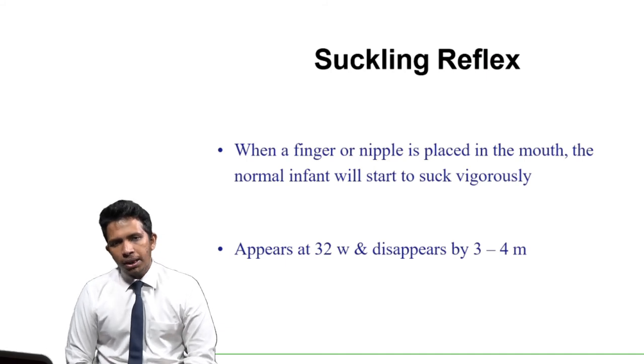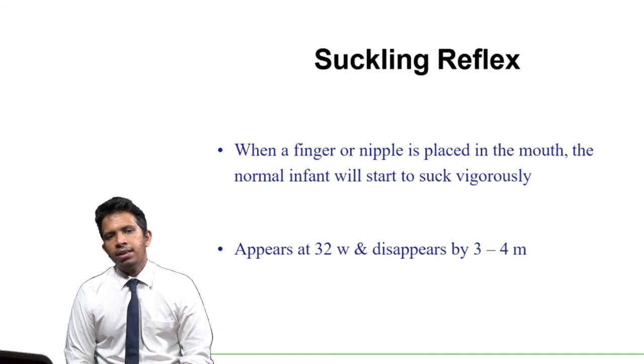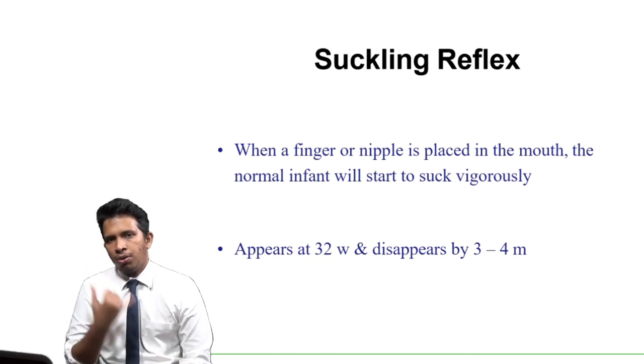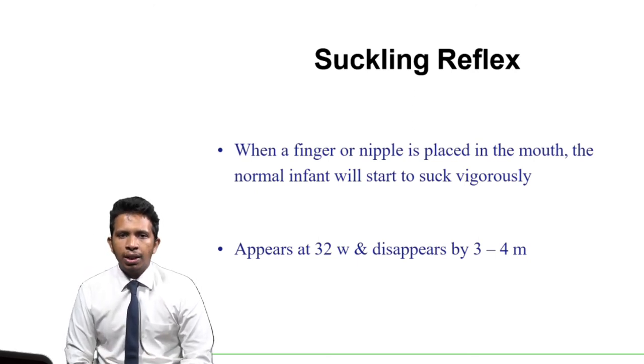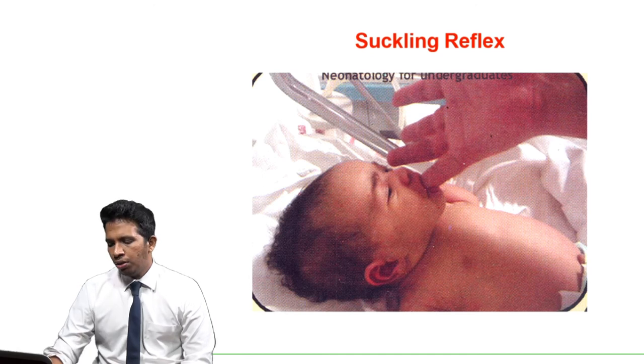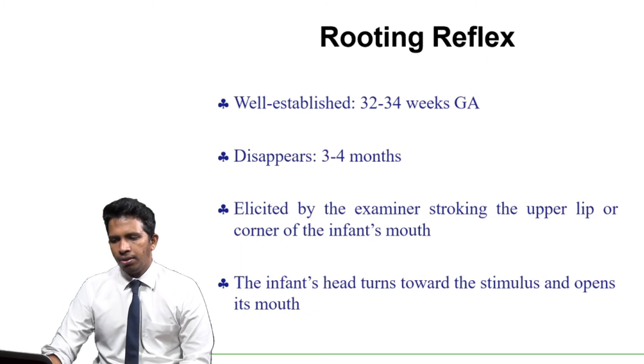Then we have other common reflexes which can be tested, such as the suckling reflex. When a finger or a nipple is placed in the mouth, the child will suck on it. So we put a small finger or a nipple, and the child will start to suck on it. That appears at 32 weeks of gestation and disappears by 3 to 4 months. There you go, this is what the suckling reflex looks like.